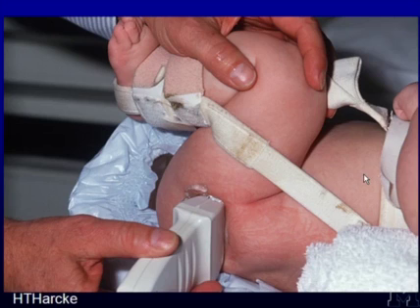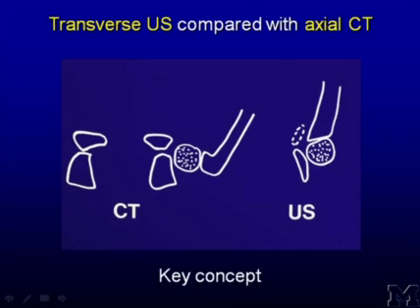Now, the transverse view, this child happens to be in a Pavlik harness that you can see here, but is also done from the side, done from lateral, but the transducer is turned 90 degrees, so it's transverse to the baby's body. And the key to understanding that view is very much like an axial CT scan.